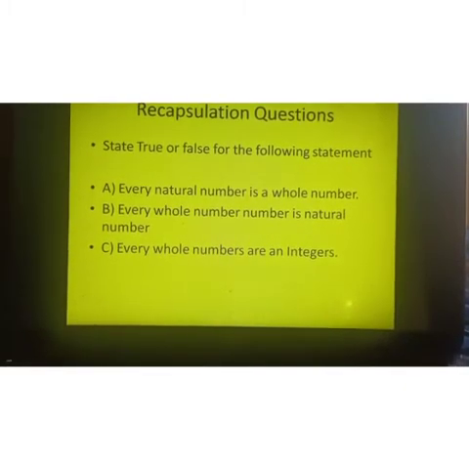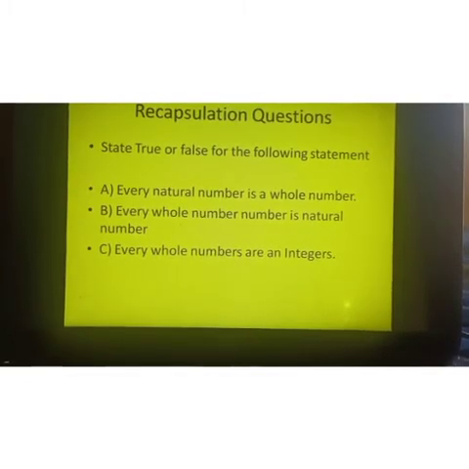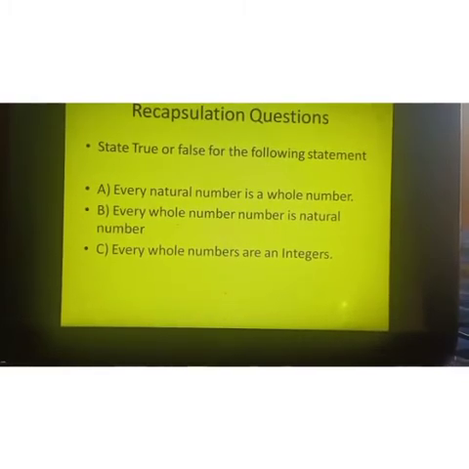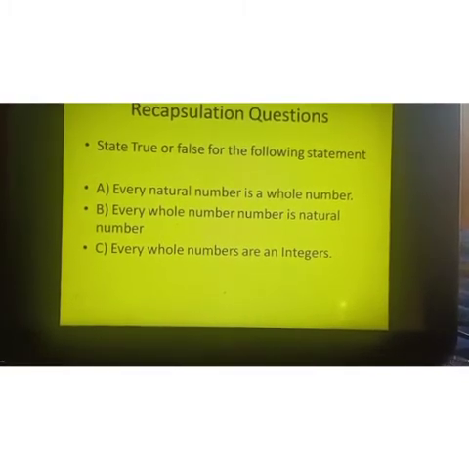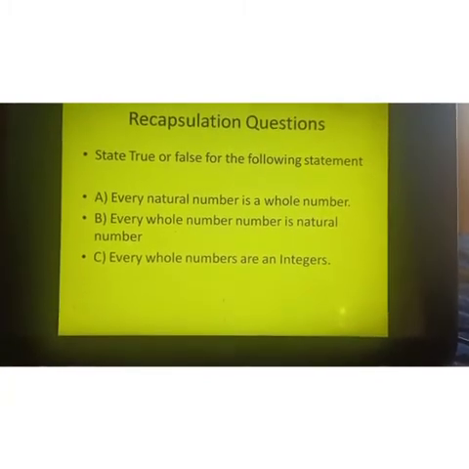Third: every whole number is an integer. Do you agree? Yes, every whole number is an integer. It is a true statement. Let's take the simple example 0. 0 is a whole number and 0 is an integer also. So every whole number is an integer.